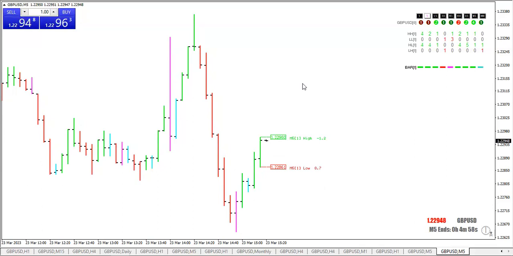Now, of course, you're going to get noise, you're going to get chop, where you can get chopped up a little bit. Well, that's the reason why you have money management, to protect you when those things happen. Yeah, it's going to happen. So you're going to take some losses.